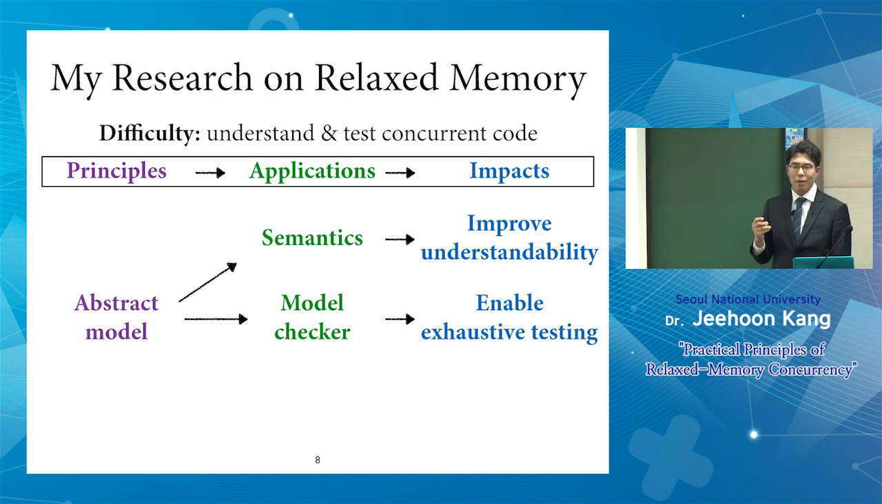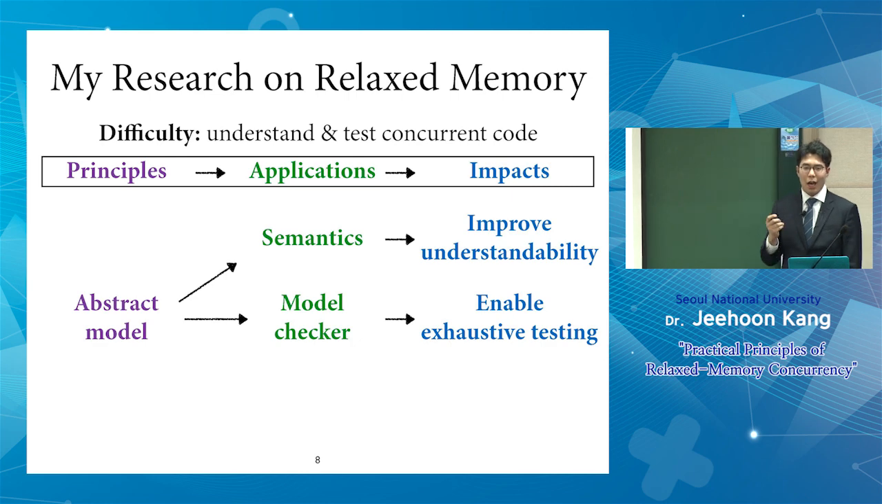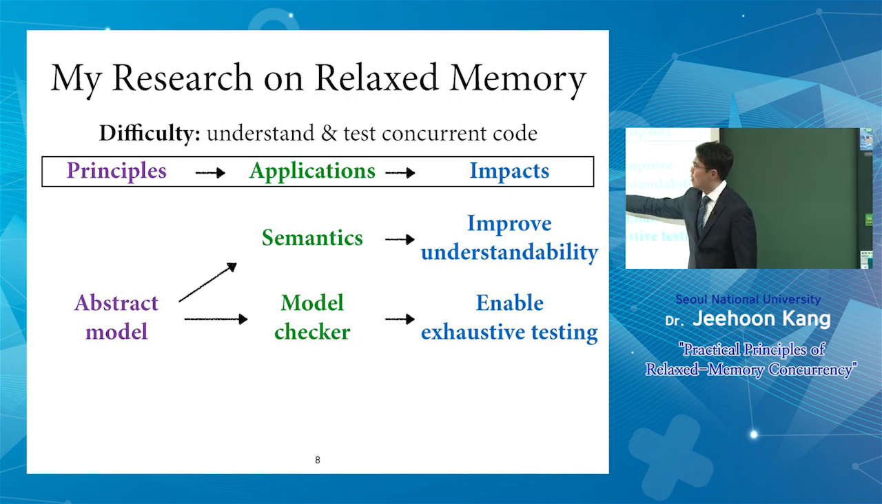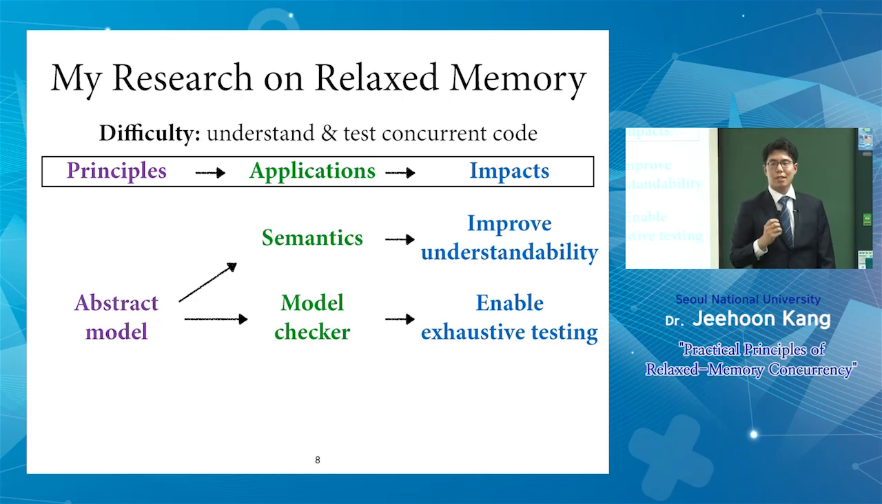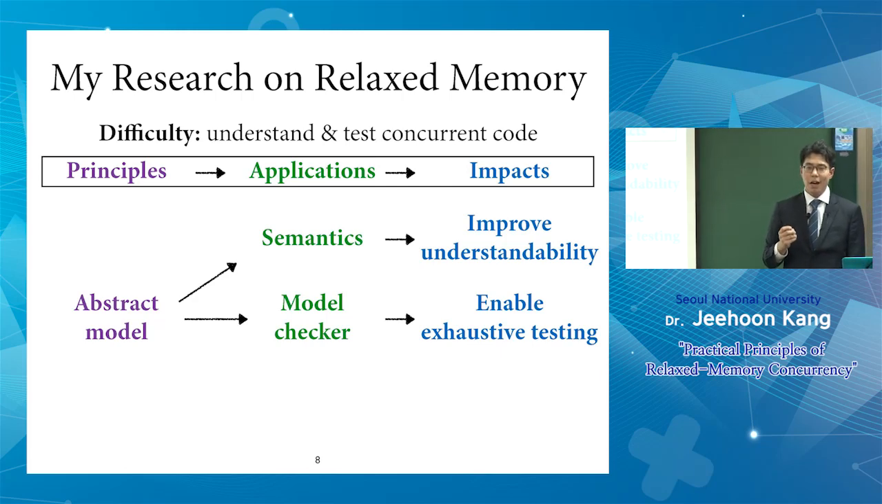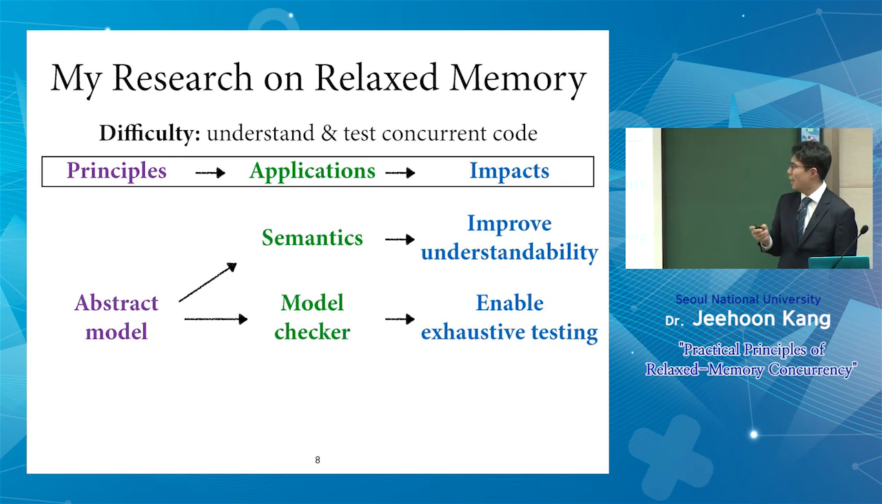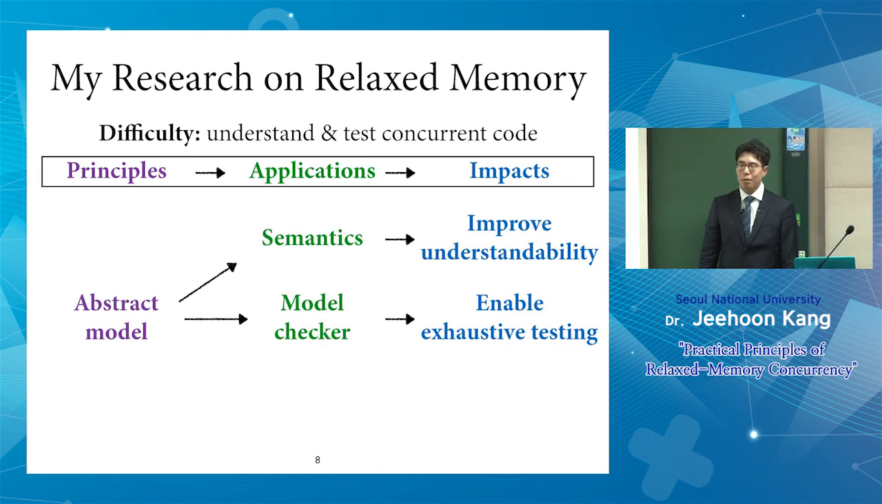We first developed an abstract model that explains the complex relaxed behaviors. This abstract model is very simple and precise. And based on this abstract model, we developed the semantics for programming languages like C and C++ and hardware architectures like ARM and RISC-V. These semantics can improve the understandability of the concurrency code.